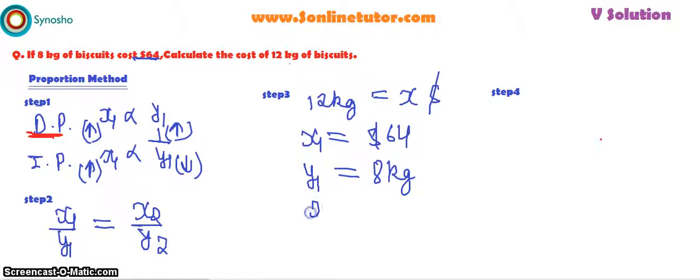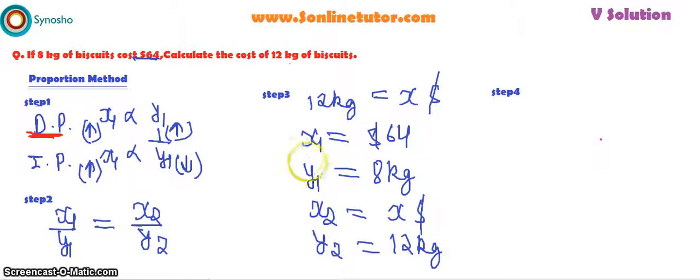In the second case, what is x2? It is the price of 12 kg of biscuits, which we consider as x dollars. And what is the quantity in the second case? The quantity in the second case is 12 kg. Now we simply put x1, y1, x2, y2 in this formula, and we find the value of x2, or the value of x.